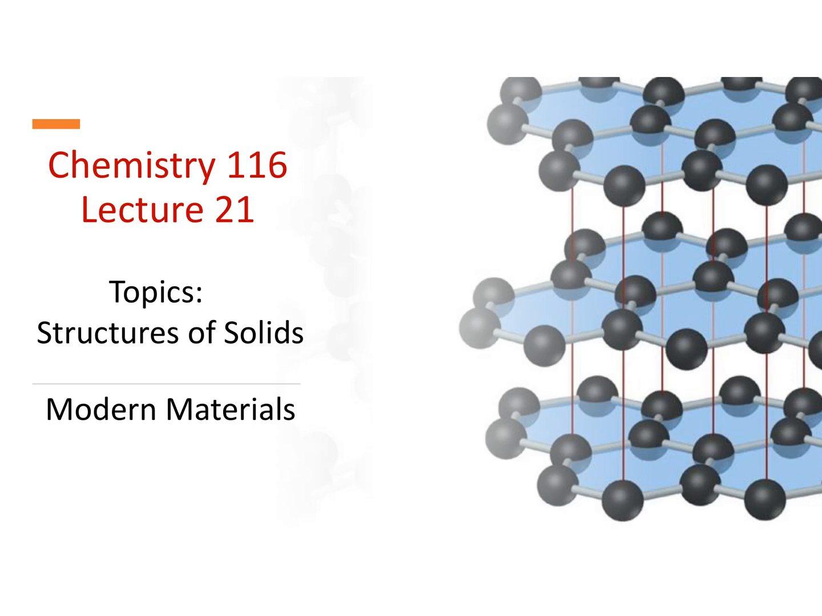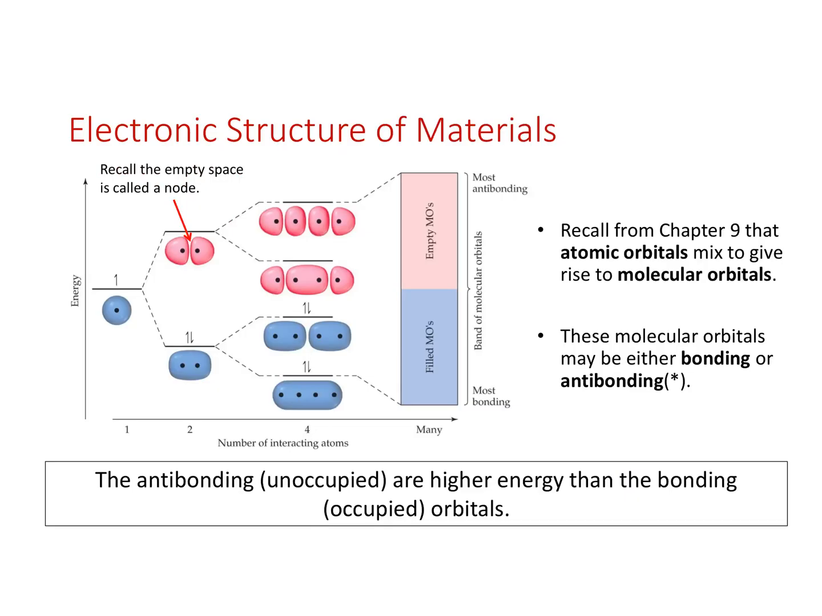The last part of this module that we're going to take a look at is the property of these materials, and how do we determine why is something a great conductor of electricity or why does something not conduct electricity. And so we have to look at the electronic structure of these materials to have a better understanding of their properties.